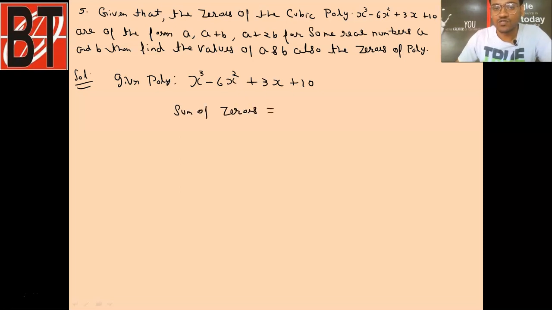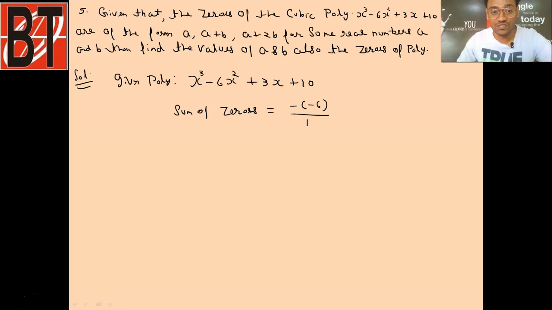Okay, now sum of zeros, students, you know sum of zeros is nothing but minus b upon a. But here the value of b is minus 6 and the value of a is 1. Why am I not writing the b upon a form? Because b and a are already in the question in terms of zeros. So I am writing directly the coefficient of x square upon the coefficient of x cube.